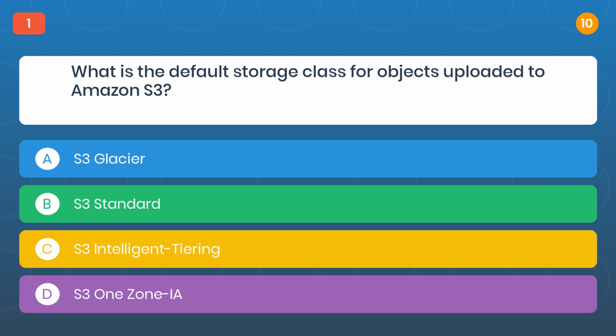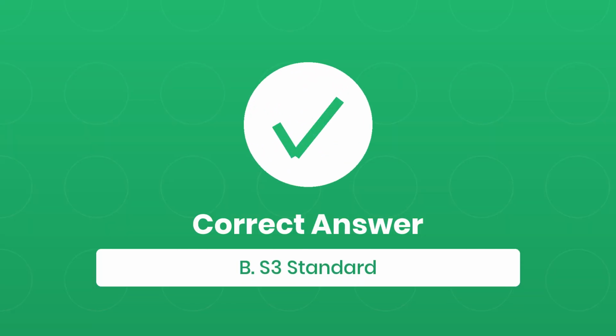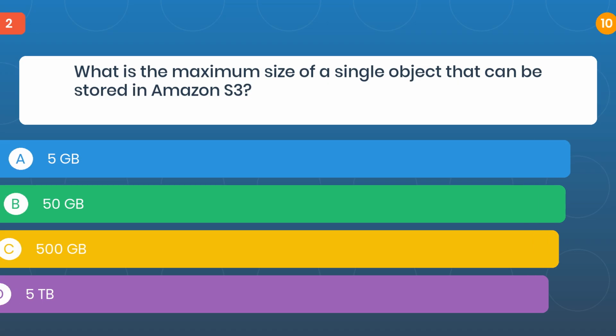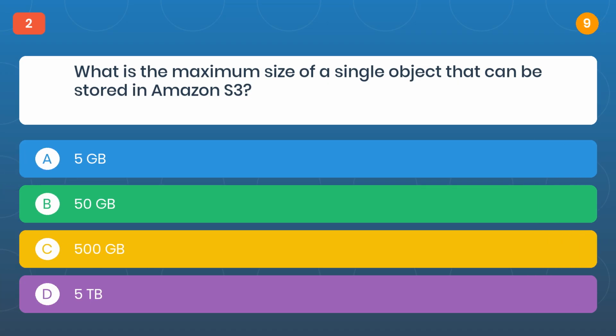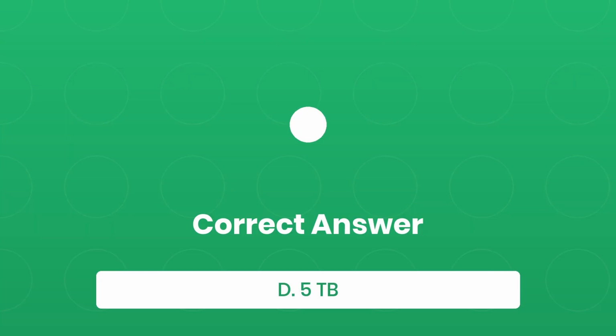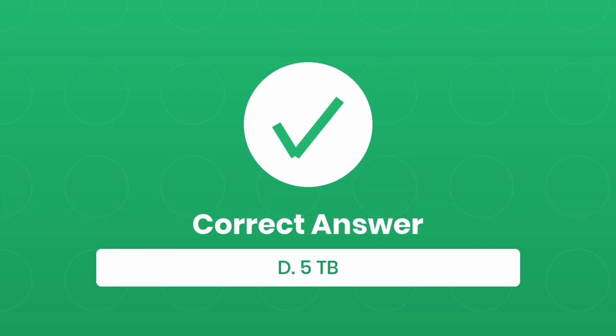Question 1. What is the default storage class for objects uploaded to Amazon S3? The correct answer is B, S3 standard. Question 2. What is the maximum size of a single object that can be stored in Amazon S3? The correct answer is D, 5 terabytes.